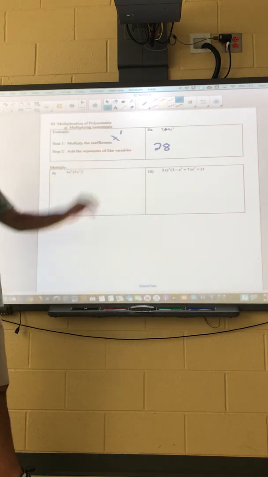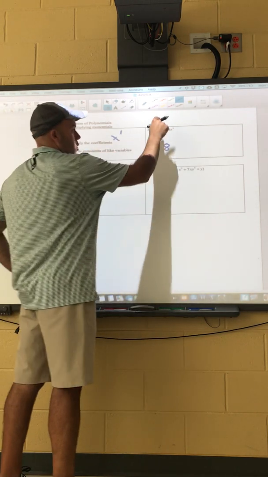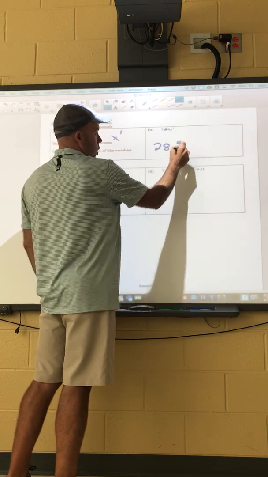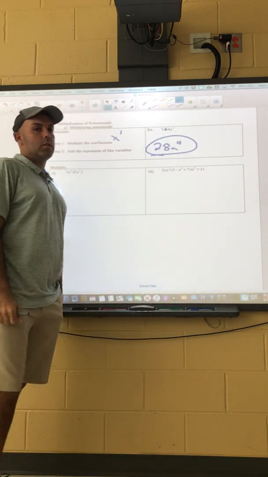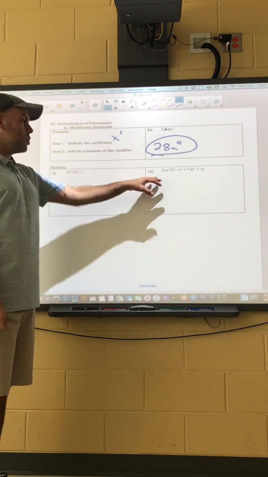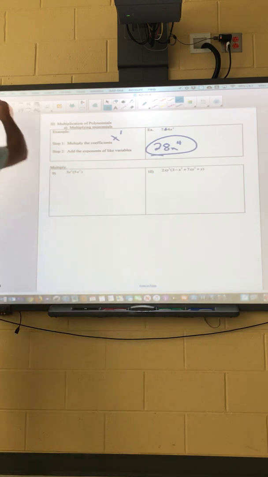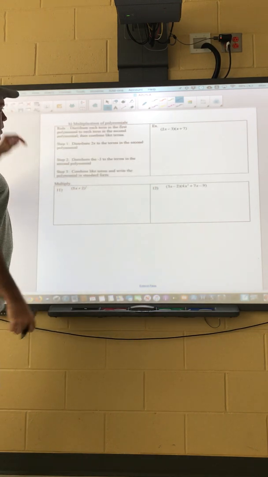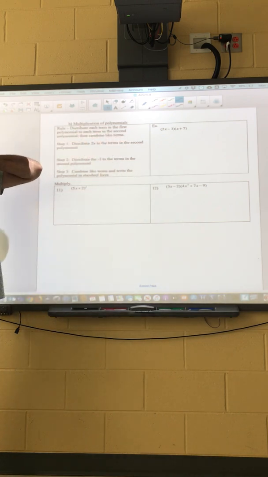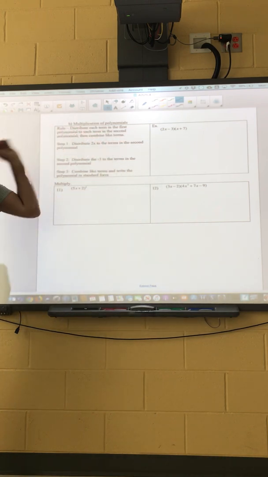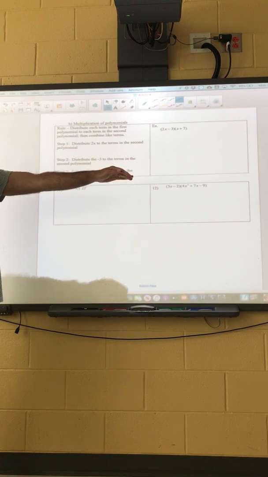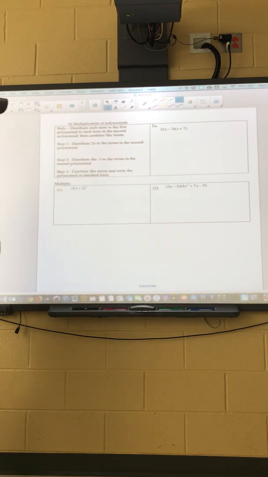So I'm supposed to add the exponents of the variables. Okay, so 1 and 3 give me 4. And then there we go, 28x to the fourth. Okay, definitely try these two, and again, check with that key. Alright, lastly, let's go through that same multiplication, but now we're going to do it with polynomials. So it's not just multiplying a monomial times a monomial, one term times one, it's more than one term.